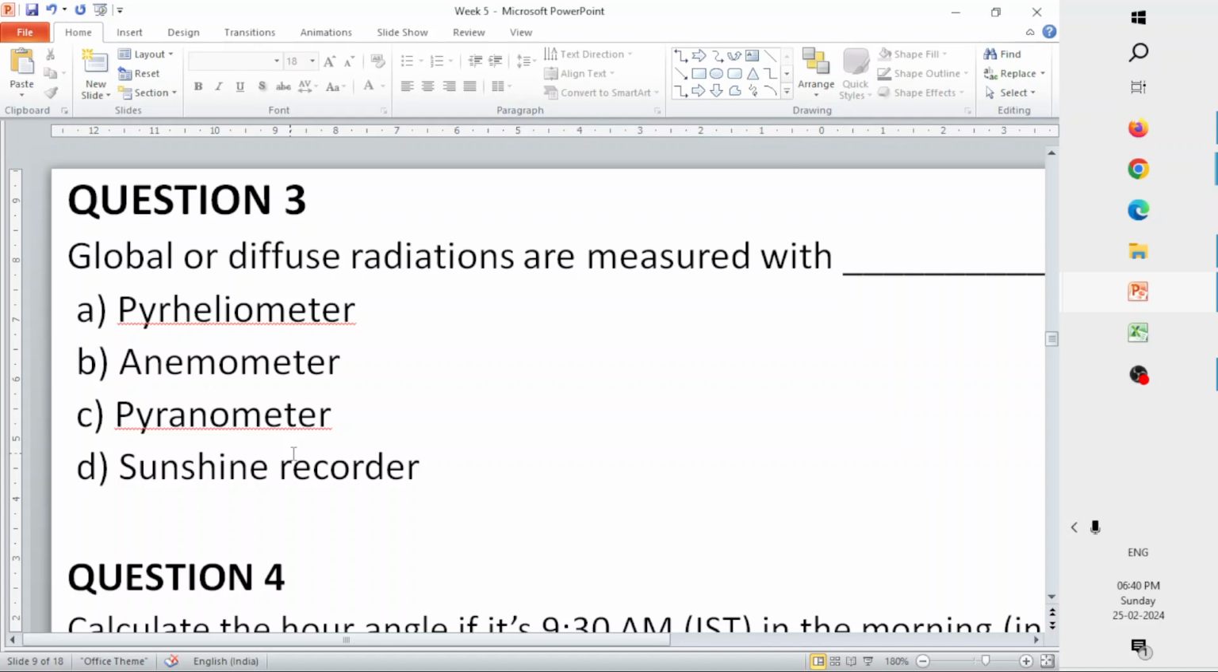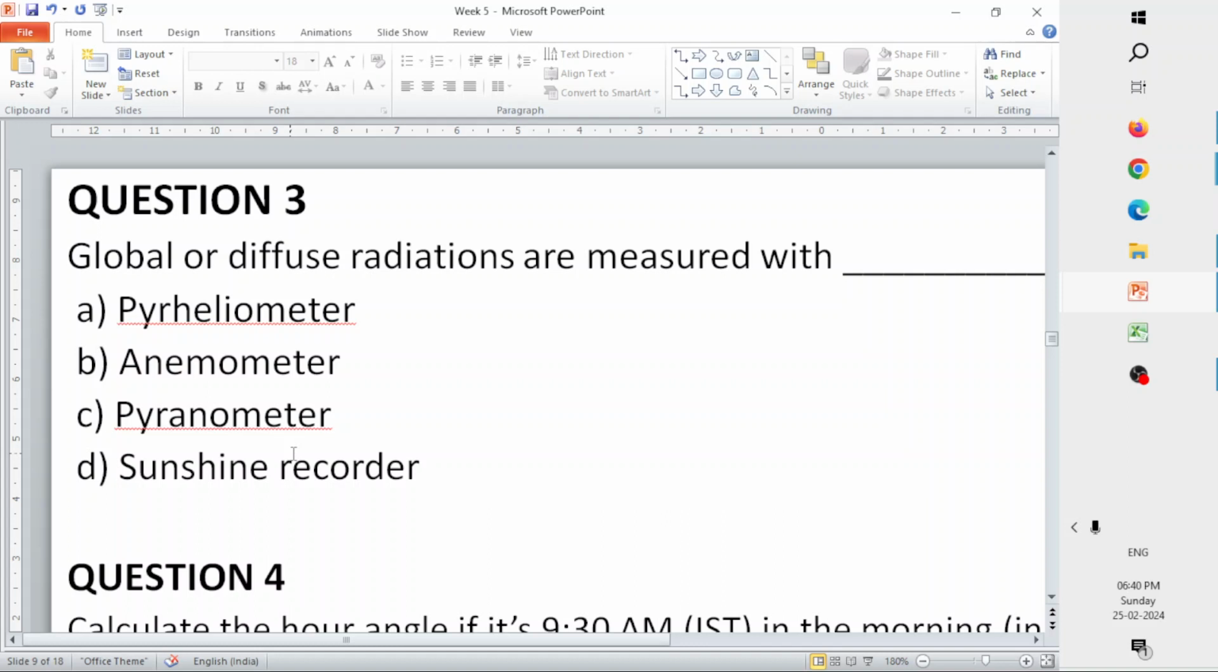This is a kind of question that we are repeating again and again, about global or diffusive radiation. What is the instrument that we use? So if you see, pyrheliometer is something that we use to measure the amount of beam normal flux that is falling onto your surface, that is how much of the solar flux is falling directly in a normal direction to the horizontal surface. So that is called your pyrheliometer.